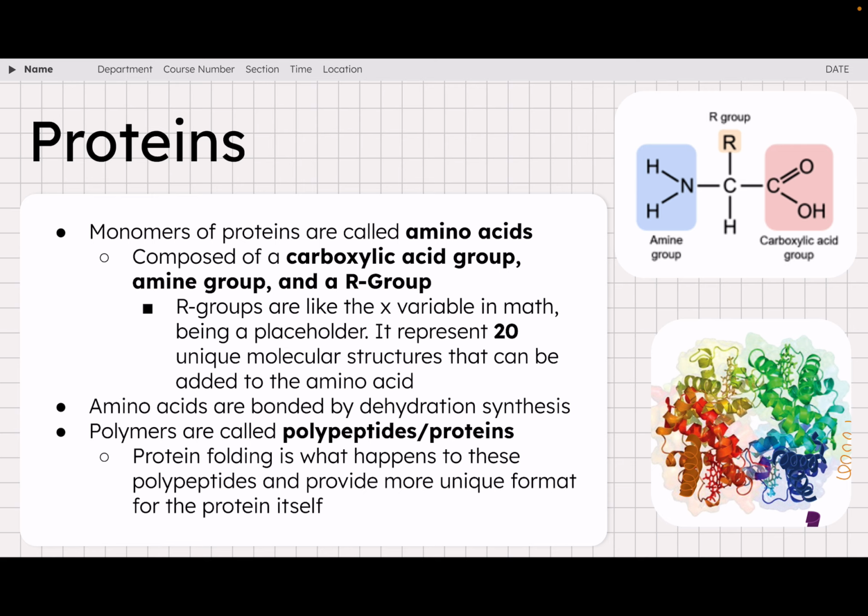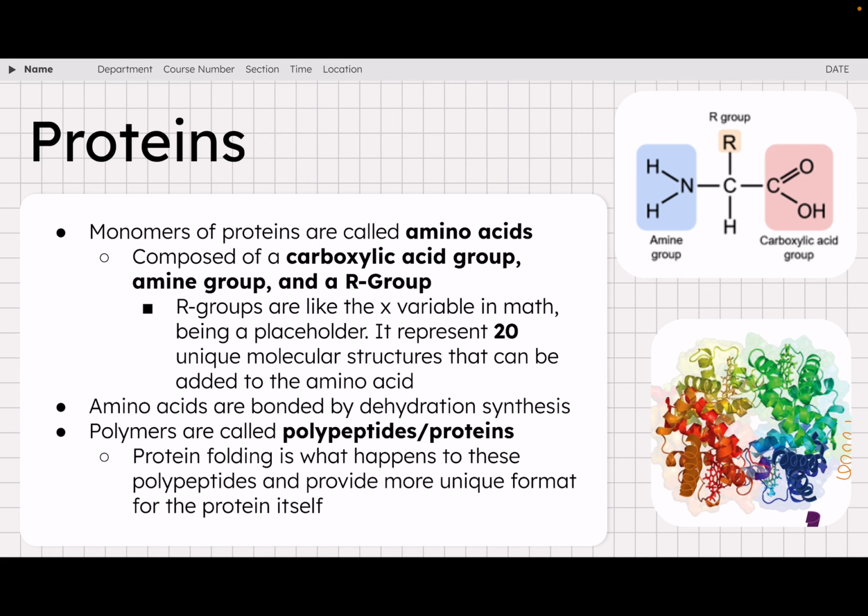Let's talk about that R group real quick. R groups are like the X variable in math, being a placeholder. Like when we do math equations, X does not have a definitive value. It could be anything depending on the equation or the question itself, right? So that R is a placeholder and can represent 20 unique molecular structures that can be added into the protein, all right? And that causes special functions of it.